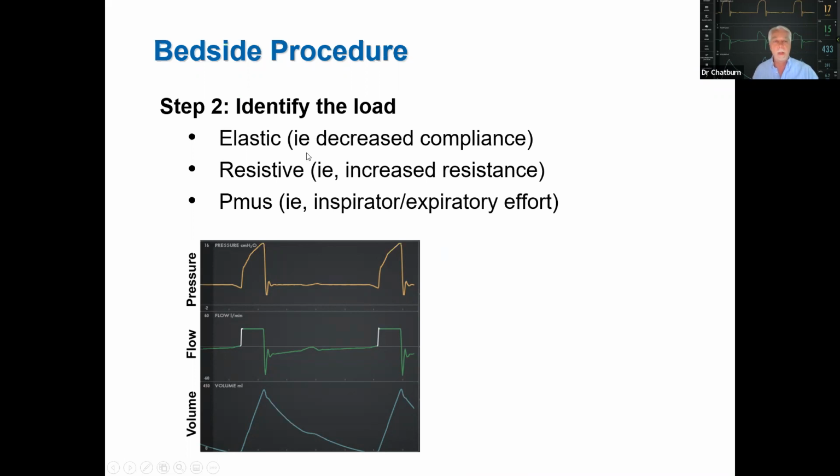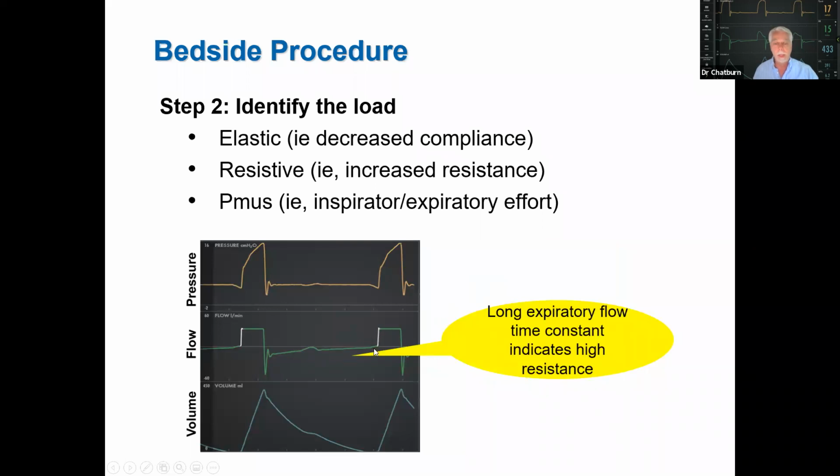Now, the second step is to identify the load. An elastic load means a decrease in compliance or an increase in elastance, either way you want to look at it. A resistive load typically means an increase in resistance. And a PMUS load means that there's either inspiratory or expiratory effort. Here, we see a high initial pressure, which we know from the equation of motion means that there's a high peak flow hitting a high resistance. And so that indicates a high resistance. Furthermore, we see a long expiratory time constant, which generally indicates a high resistance, although it could be because of a high compliance. We just don't see it that often.